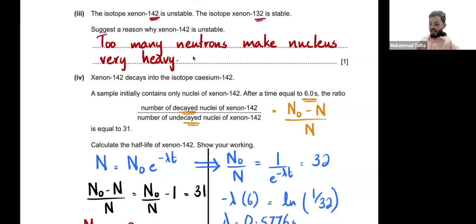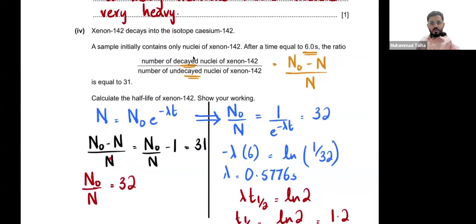If you just do some math here and separate the denominator, N naught over N minus N over N, which is 1. So N naught over N is 32. Now that you have a relationship between N naught and N, you can use it together with this equation.